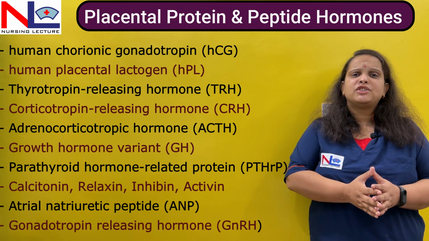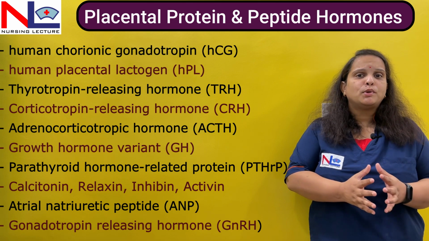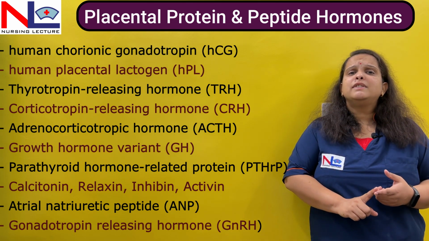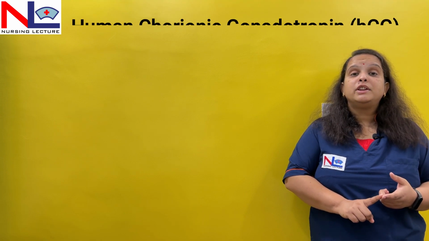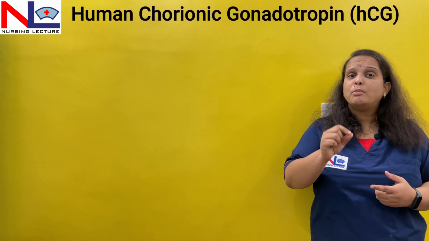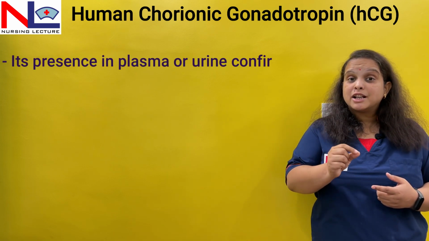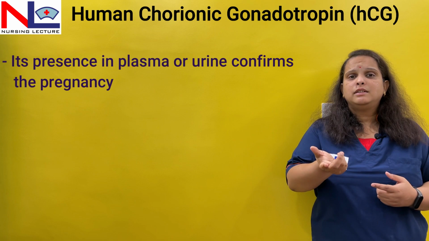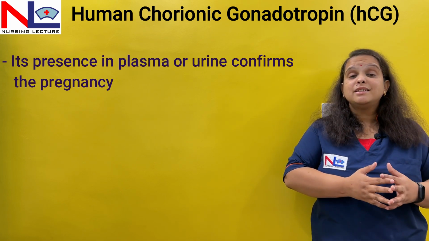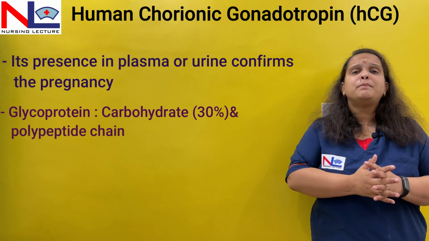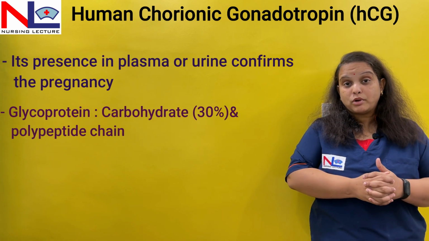But in this lecture, I will mention two very important protein hormones, that is HCG and HPL. First we'll discuss HCG, human chorionic gonadotropin. This hormone is an indicator whose presence in the maternal plasma and/or urine shows that the woman is pregnant. It is a glycoprotein hormone, where 30% is composed of carbohydrate.